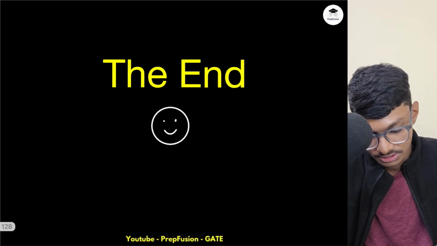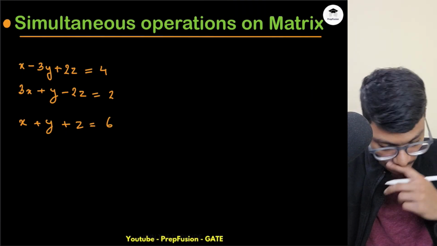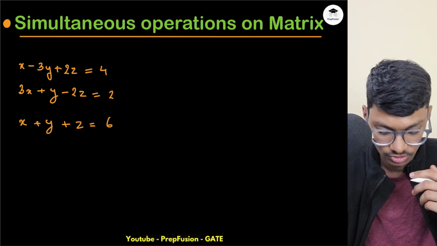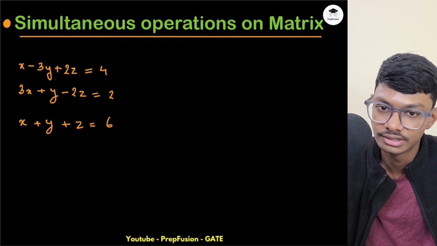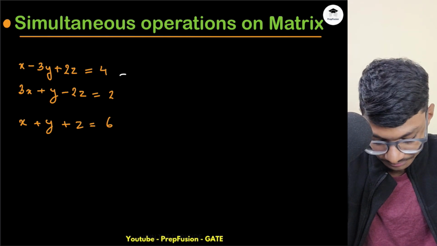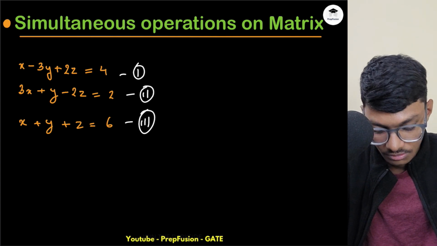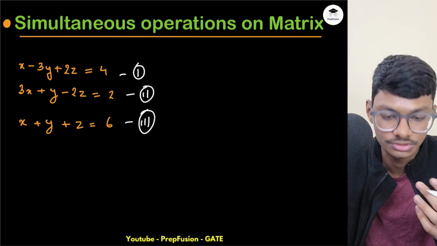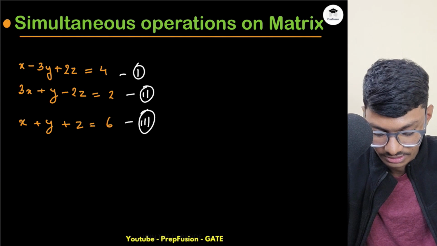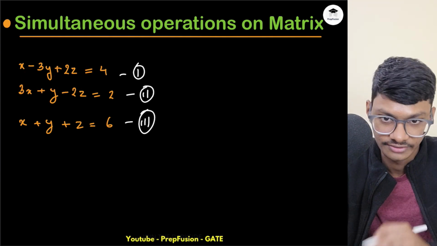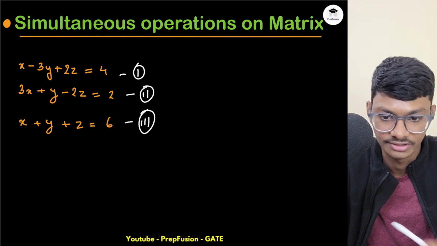So now let's come back to our actual topic, which is the simultaneous operation of matrices. Here you see three linear equations. Let me name these 1, 2, 3. Now how do you find the solution? You try to eliminate x first, then y, then find z, then you put the value of z in this equation, then you eliminate some other variable, and so on.